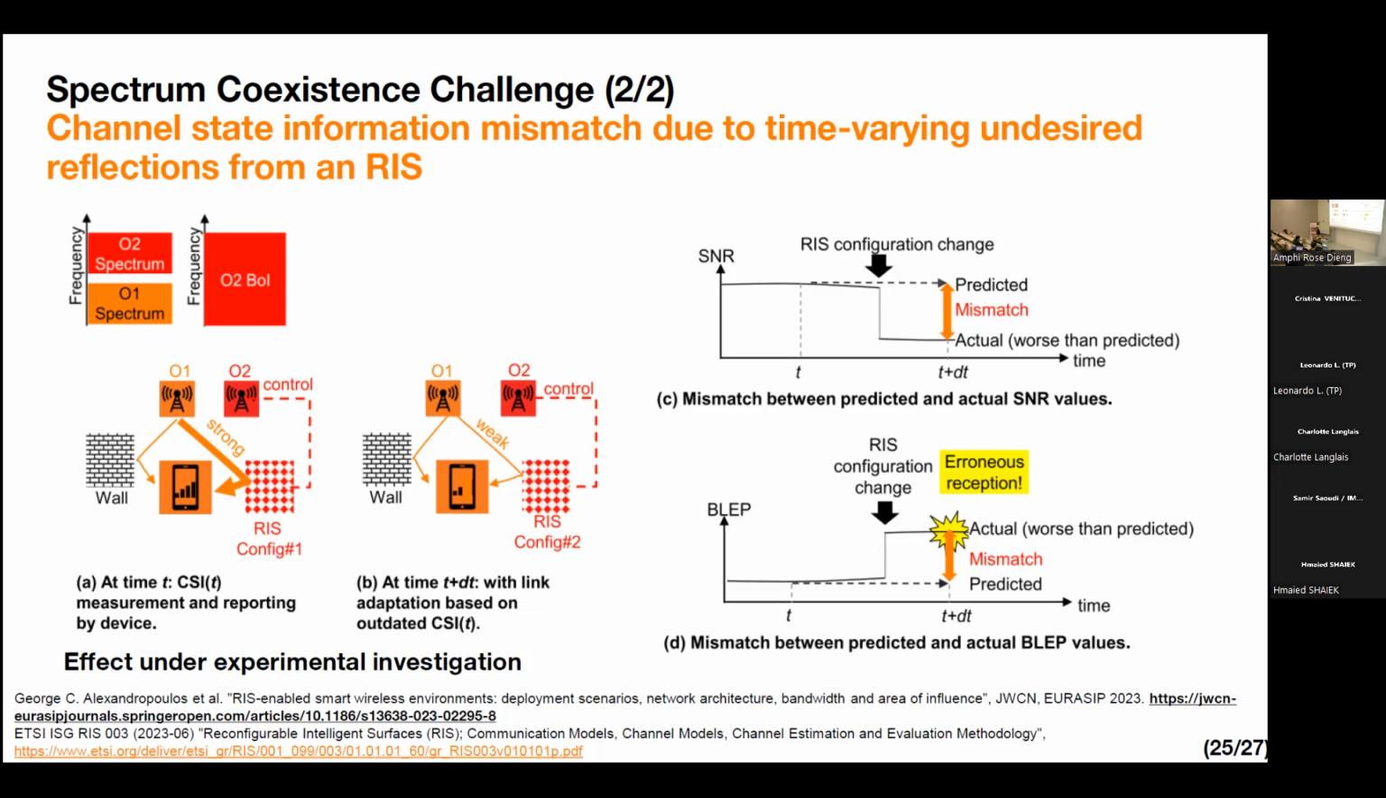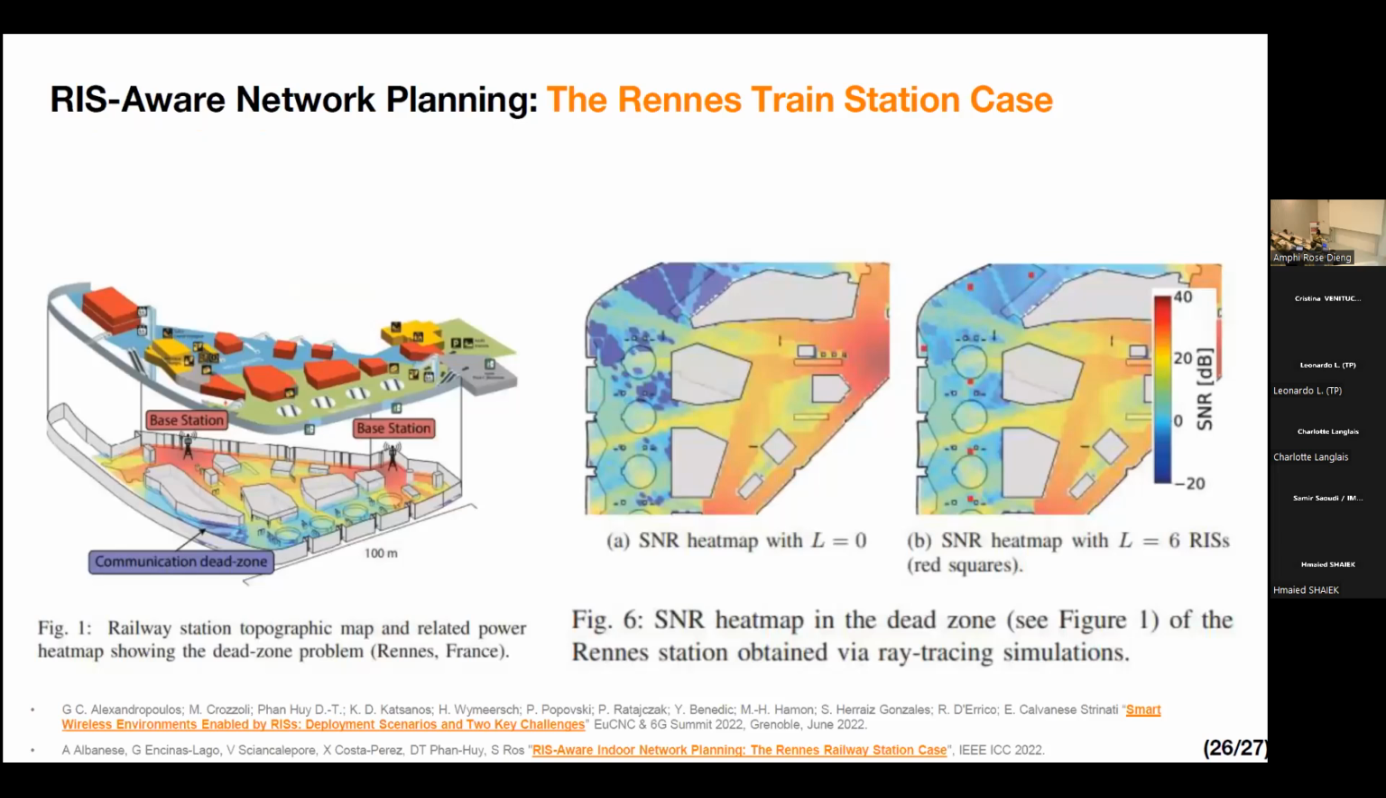So we are investigating that now with network manufacturers, experimentally with true base stations, RIS prototypes, etc., to check whether this problem is really serious, because we've seen that the RIS has a limited area of influence. So maybe it's not so serious. Last thing I'd like to show and recall is this joint work by NEC, Orange, and ZTE. It's not simple to deploy a RIS. It's not simple to know where to put it. So you have to use advanced tricks like ray tracing tools and optimization schemes to know where to place it.